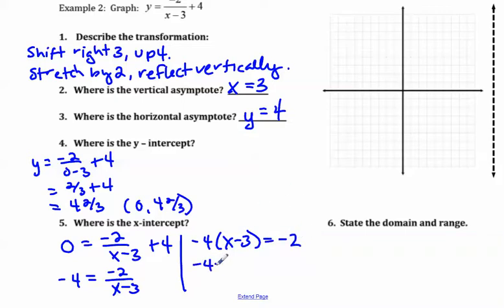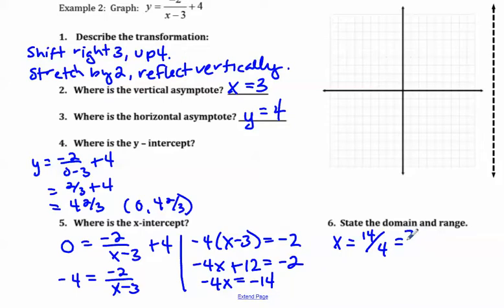Distribute, -4x plus 12 equals -2, and just solve your linear equation. -14, so x is going to be 14 over 4, which is 7/2, which is 3.5. So this is going to be 3.5 comma 0. Alright, domain and range, let's do that up here.